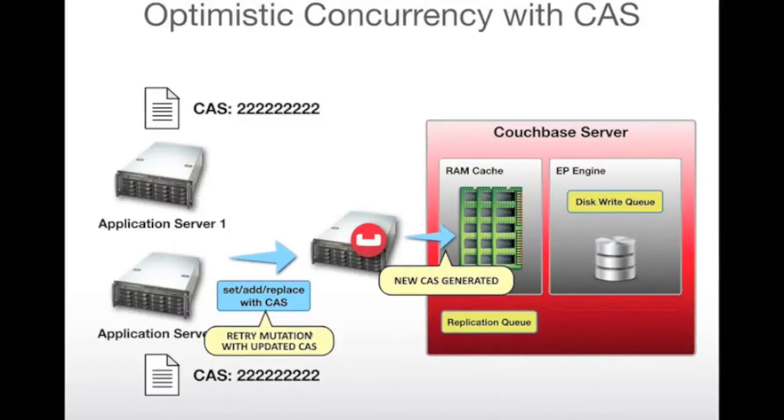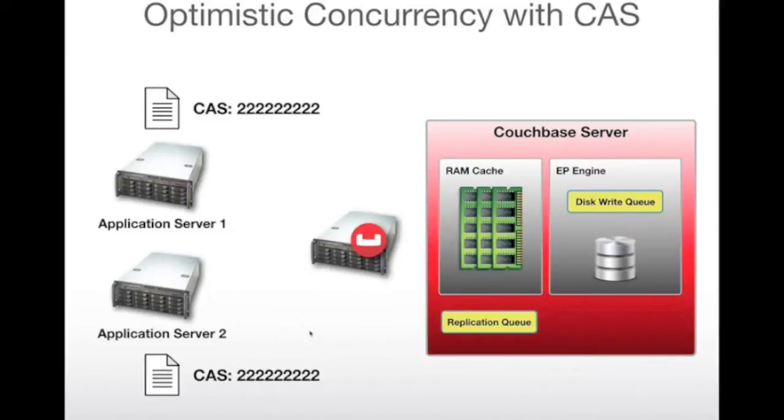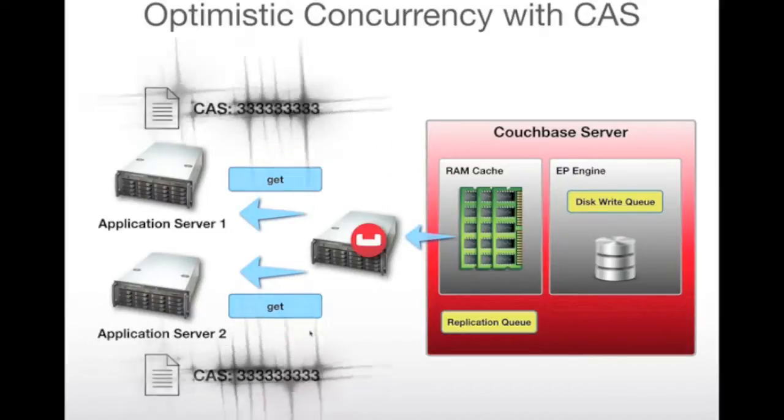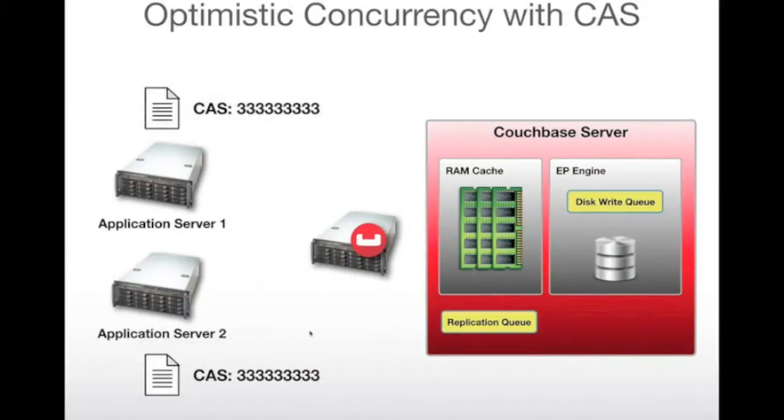So this is a way of avoiding or dealing with race conditions with optimistic concurrency. Of course, if you retrieve it back, we have a new CAS. Of course, it's not linear. It's a randomly generated CAS. But now they both are in the same state here.